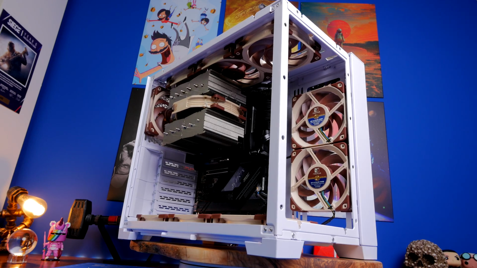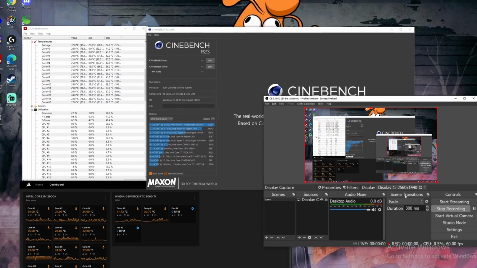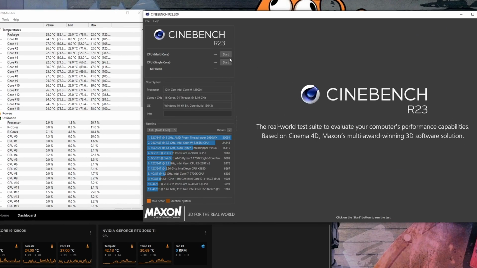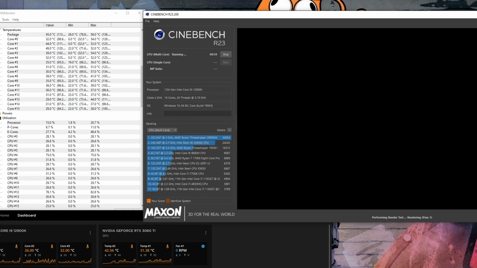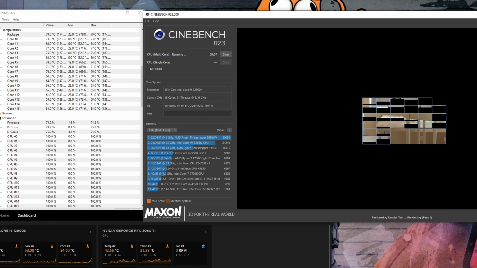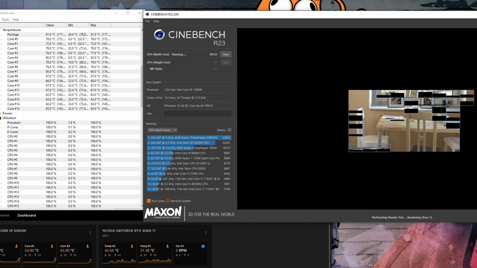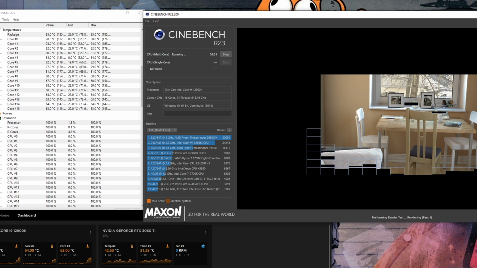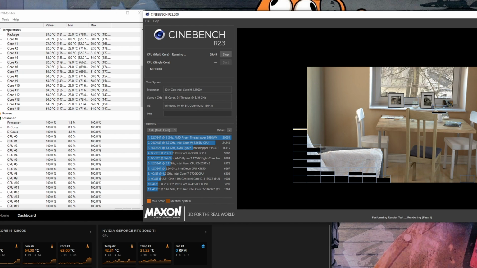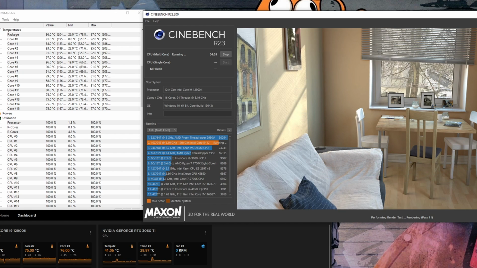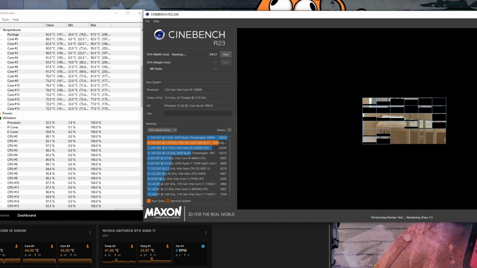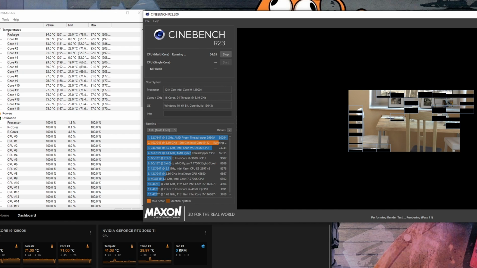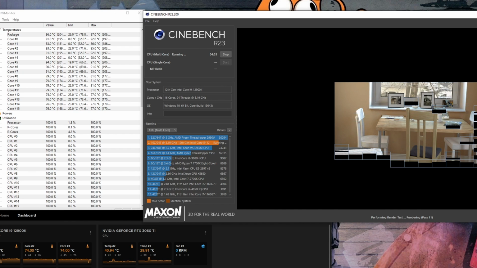Now, I ran some benchmarks with Cinebench R23 to really push the CPU to its limits and also to test the overall performance. Obviously, you need to take this with a pinch of salt because it's going to vary depending on what CPU you're using, what fans you're using, and also your case as a whole. And the results here were interesting. I found that the package temperatures got up to 98 degrees.